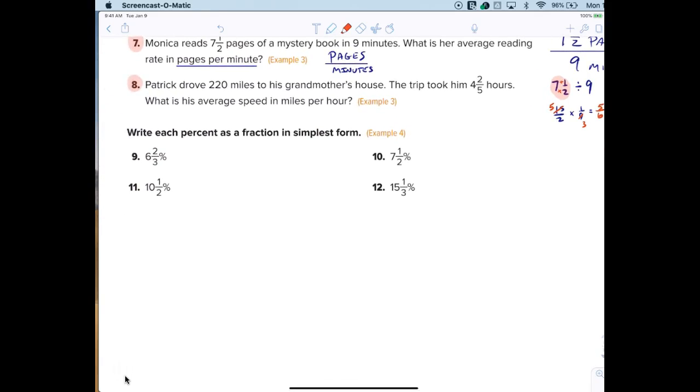All right, Angelina, you read next. Number 8. Patrick drove 220 miles to his grandmother's house. The trip took him 4 2/5 hours. What is his average speed in miles per hour?